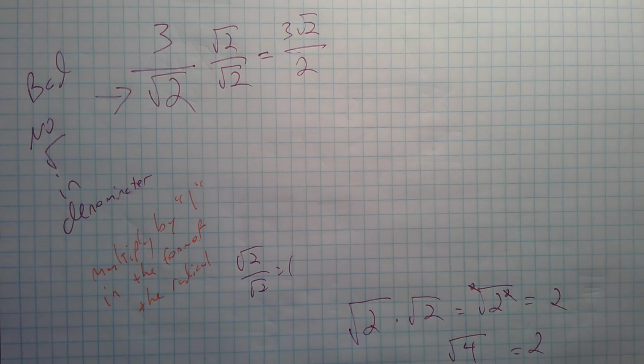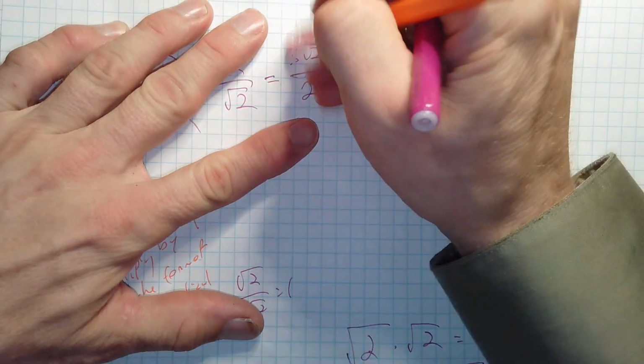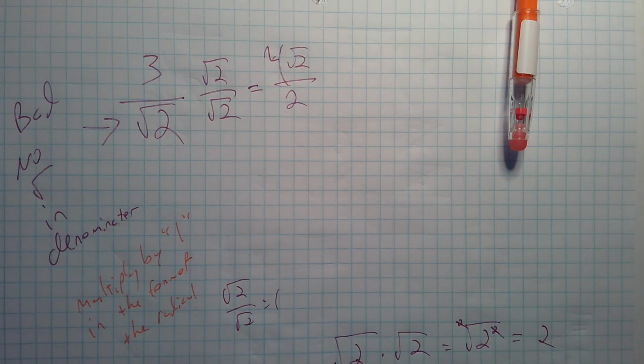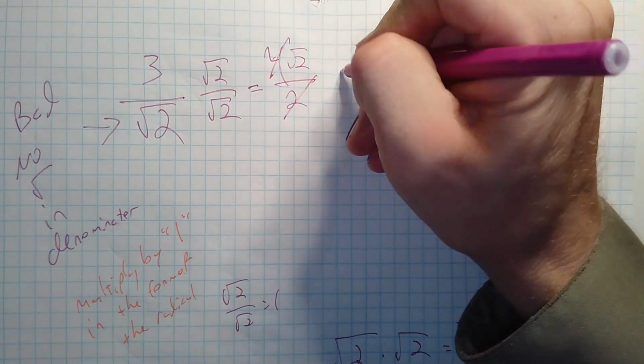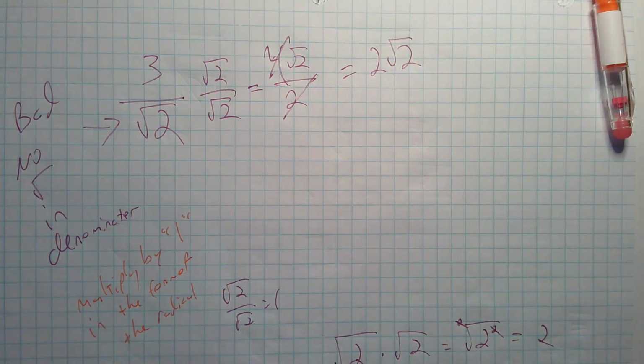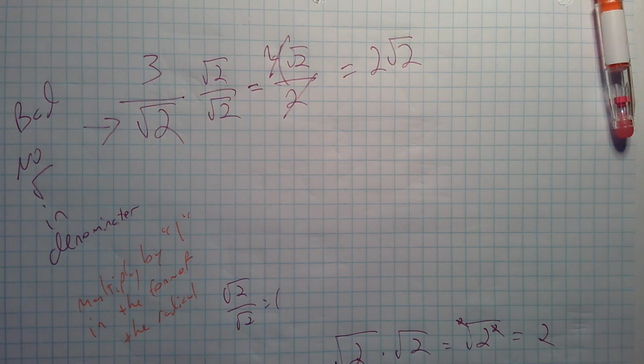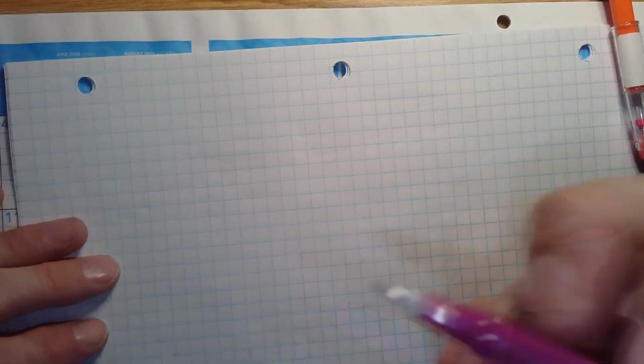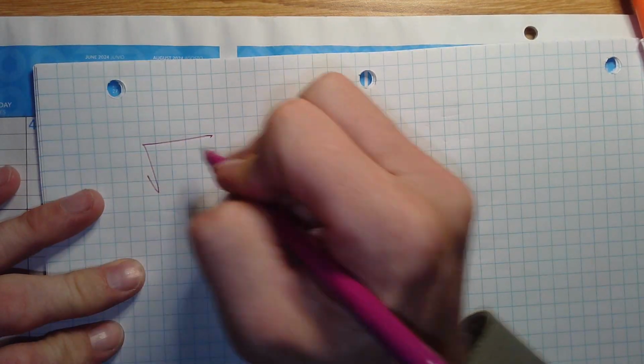This equals 2. If this was like 4, now you can say, well, this is just 2 square root of 2. So that is how that whole thing works. So when you're multiplying radicals together, I'll clarify that again.